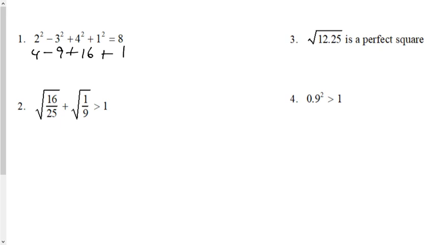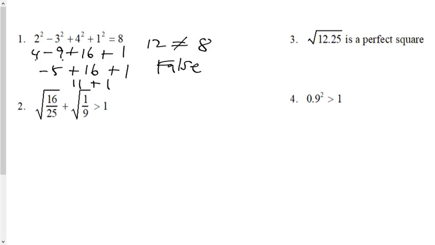So 4 take away 9 is actually negative 5. If you said 5, we're in trouble. But anyway, negative 5 plus 16 is 11, and 11 plus 1 is 12. And since 12 does not equal 8, your answer to the first question is false. Now, please pay attention. You can't just say false, because there's a whole lot of work you had to show in order to prove that you knew that it wasn't equal to 8. So please make sure you make a note of that.